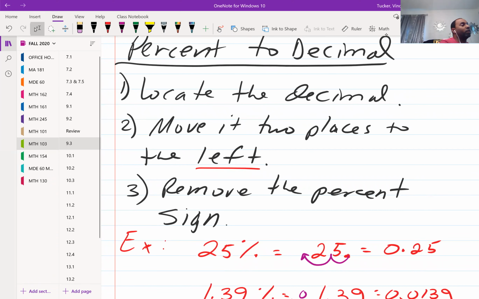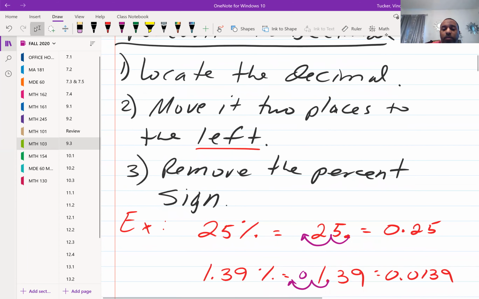So we look at 25%. That decimal's to the right of the 25. When you don't see a decimal, you're always supposed to know that it's to the right of the rightmost digit. So move the decimal 2 places to the left, and that's 0.25. 25% is 0.25 as a decimal.